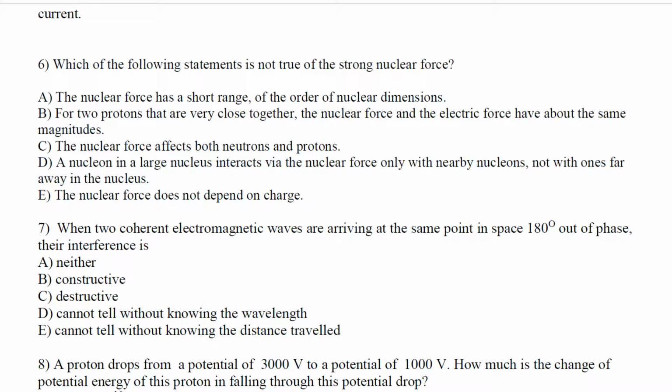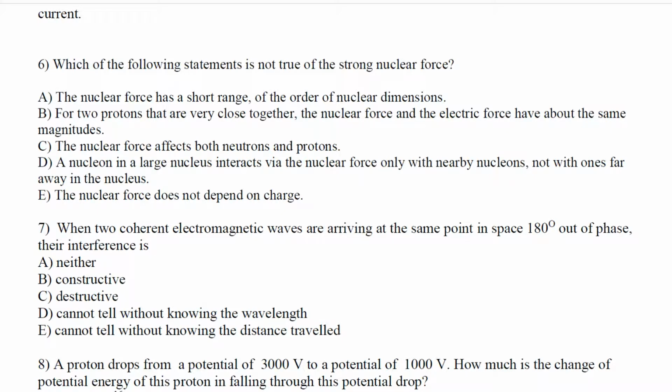Statement A says the nuclear force has a short range on the order of nuclear dimensions. When you're talking about nuclear dimensions, you're talking about on the order of about 10 to the minus 15th meters. So smaller than the wavelength of light that you're usually using. So that one seems to be about true. The strong nuclear force specifically has to do with the forces of interaction within the nucleus, which is going to be very, very small. So that sounds about right.